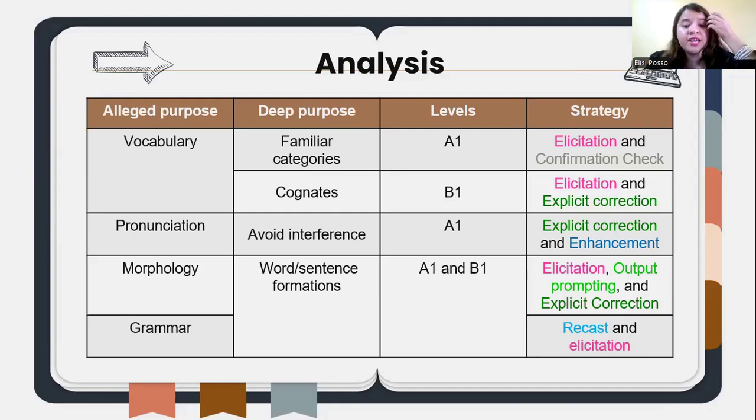On the other hand, Spanish was required at the B1 level to explain the sentence formation and cognates. This could be because learners at this level are less likely to rely on their mother tongue. So, highlighting similarities between the languages can help strengthen their interlanguage, making it easier to connect both languages.